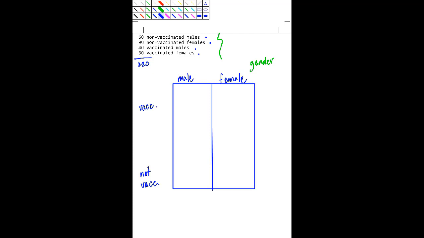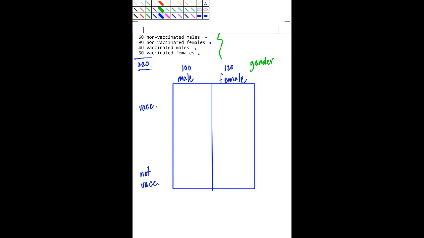Actually, the 220 here isn't that important. What we want to know is the number of men and the number of women. So we've got 60 plus 40, so we have 100 men. We'll make a note of that. That's going to be important. And we've got 90 and 30 women, so that's going to be 120. We'll make a note of that as well.